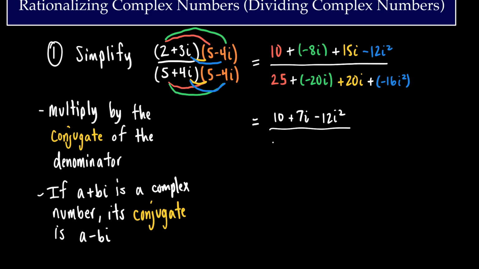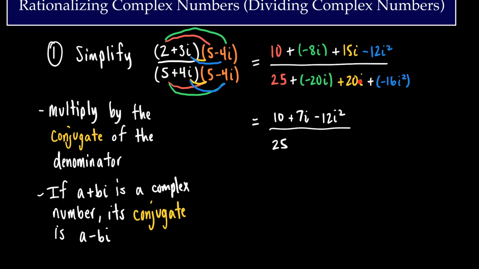On the bottom, we've got 25. And this is really convenient. We've got negative 20i and positive 20i. And this is how, by the way, we're able to rationalize the denominator. Rationalize just means that we make it so that what we have is one complex number, not a fraction of two complex numbers.